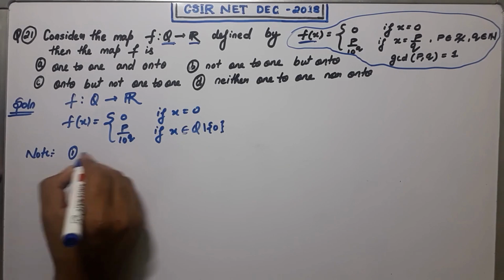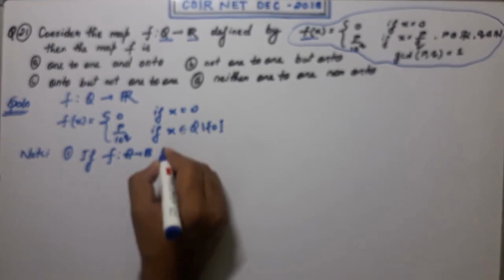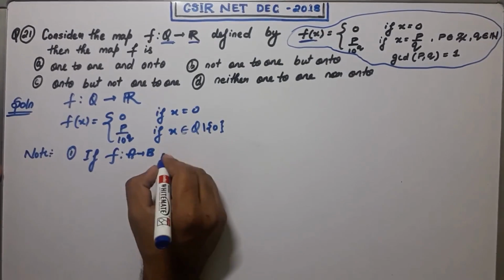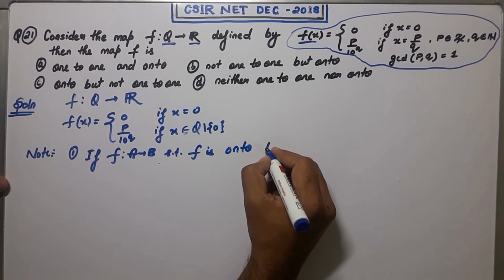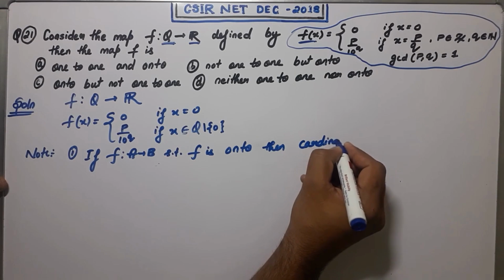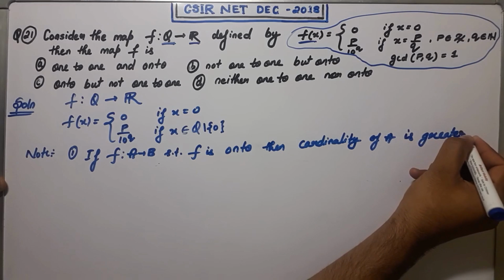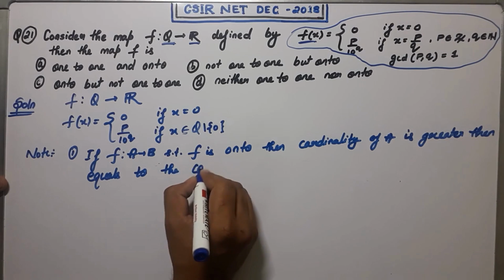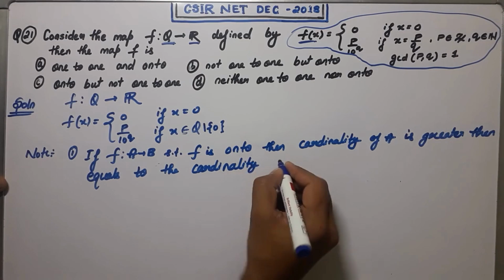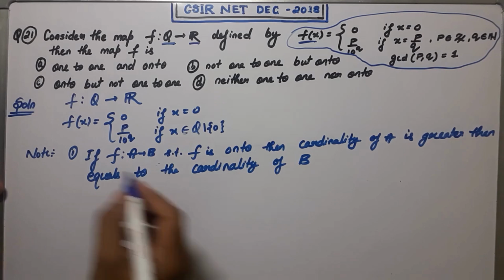Okay, so what this note tells you is that if f is a function from the set A to the set B, such that f is onto, then the cardinality of your domain, the cardinality of A, is greater than or equal to the cardinality of B. So if f is an onto function from A to B, then the cardinality of A is always greater than or equal to the cardinality of B. Okay, so this is your first note.